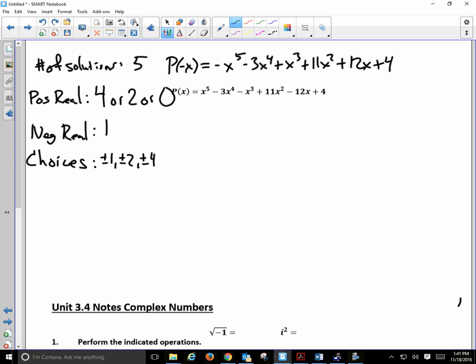1 minus 3 is negative 2. Minus 1 is negative 3. Plus 11 is 8. Minus 12 is negative 4. Plus 4 is 0. Oh, all right. Smiley face. Got it.